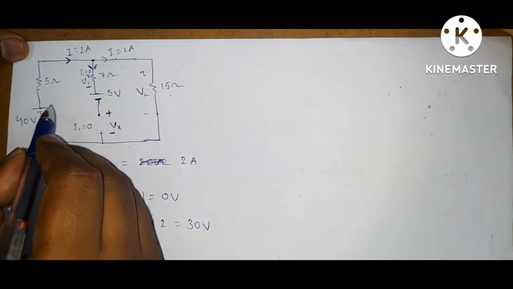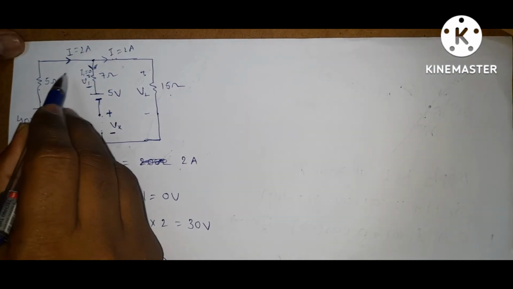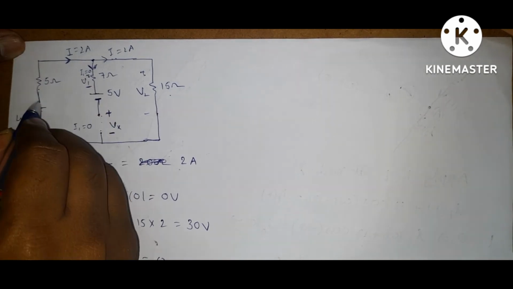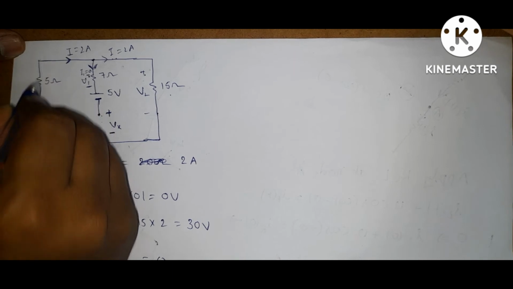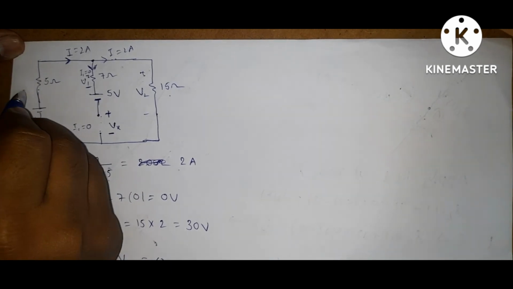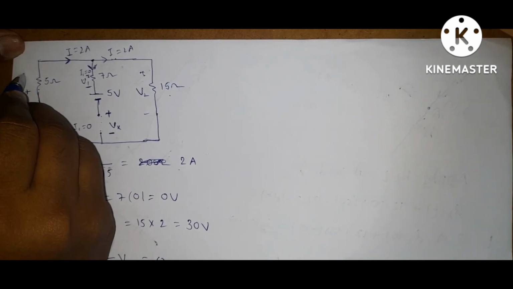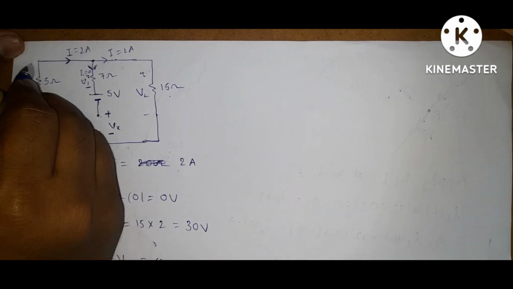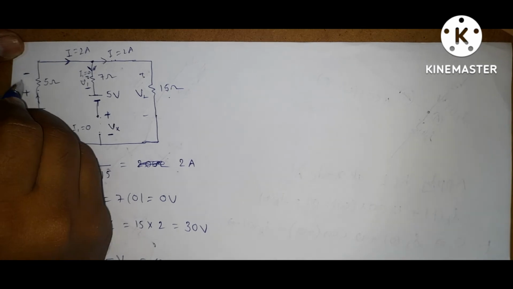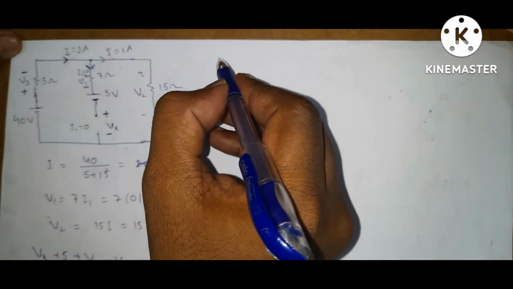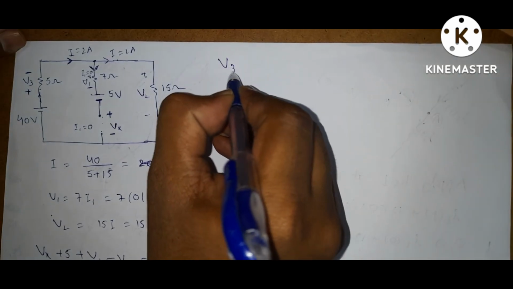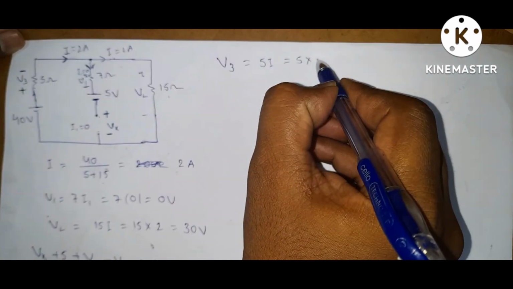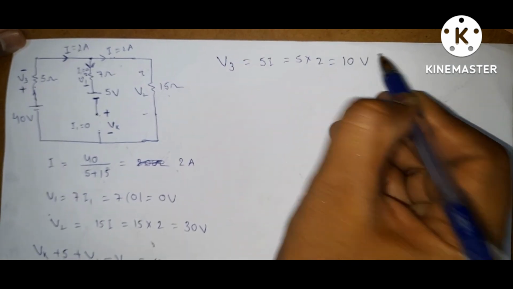Or you can apply KVL to this loop. Current is flowing in this direction. So what is the voltage drop across 5 ohms? The 5 ohm voltage drop is like this. Current is entering here, so it is positive. Current is leaving here, so it is negative. Let it be V3. V3 is equal to 5I. 5 into 2, you will get 10 volts.